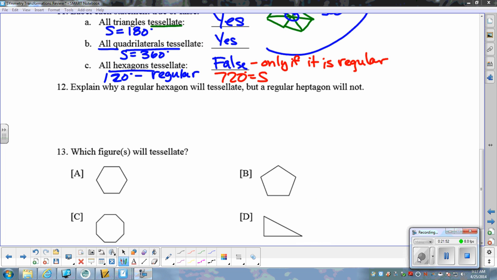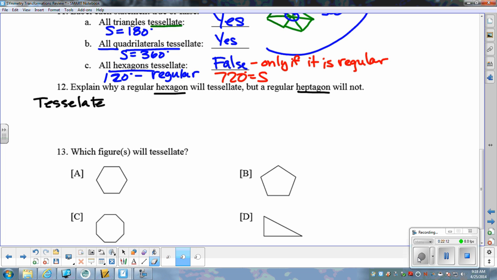Taking a look at number 12, we want to explain why a regular hexagon will tessellate, but a regular heptagon will not. And as we said, for it to tessellate, its interior angle must be a factor of 360 degrees.